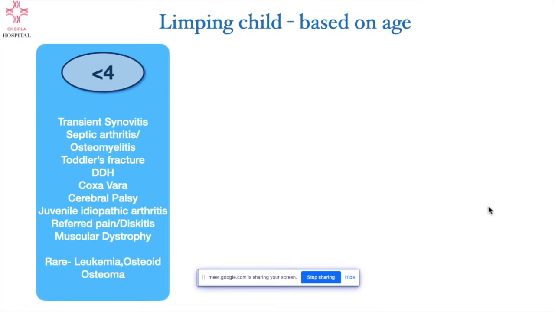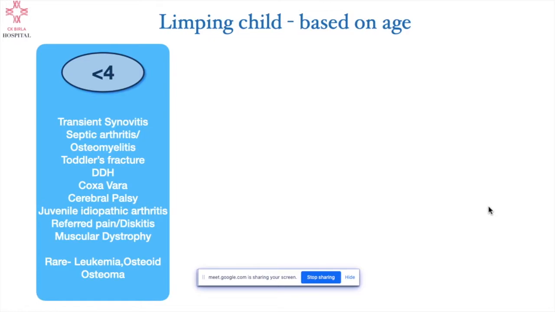So this is better. So less than 4 years, as we said, more common causes are transient synovitis, septic arthritis, especially of the hip, osteomyelitis, and toddler's fractures. Toddler's fracture means spiral fractures of the distal tibia, in kids more than 1.5 to 2 years of age, walking age. Then again, DDH can present early if the child is diagnosed. Then coxa vara, developmental coxa vara, cerebral palsy. Then inflammatory arthritis can present at an early age.